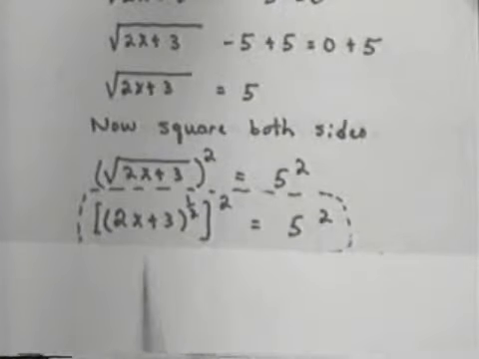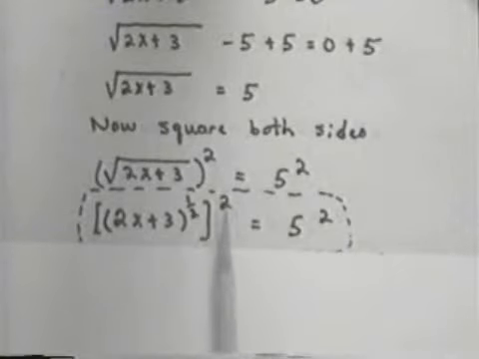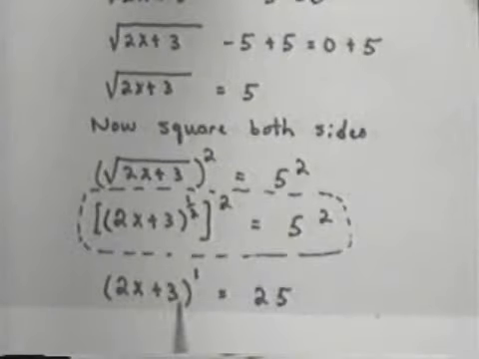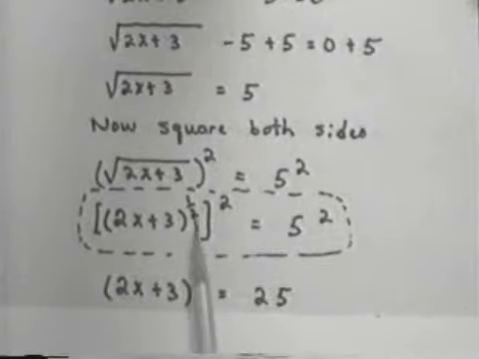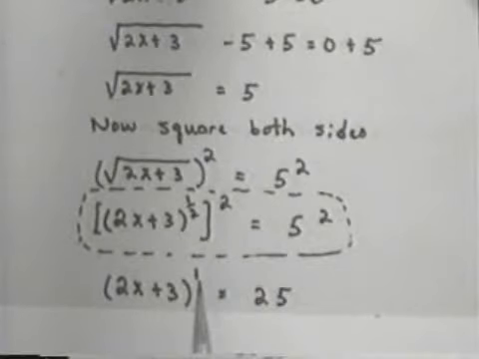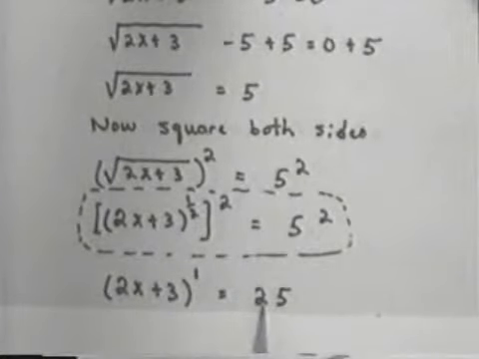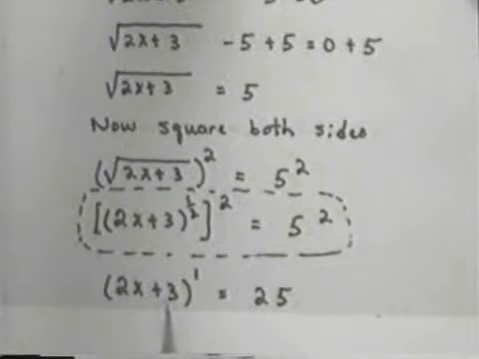Remember, the square root can be the same as the exponent 1/2. So when I square now, that means to raise a power to a power, I need to multiply the exponents. So I keep the base, the 2x plus 3, I multiply the exponents. 1/2 times 2 is 1. Now when I square 5, of course, I get 25. So we have 2x plus 3 to the first is equal to 25.